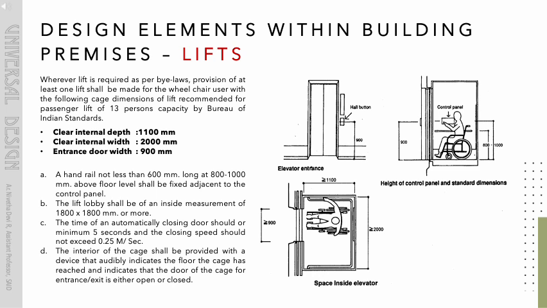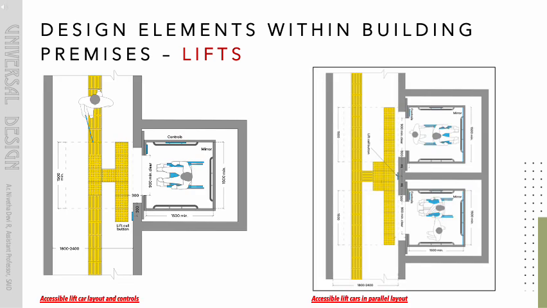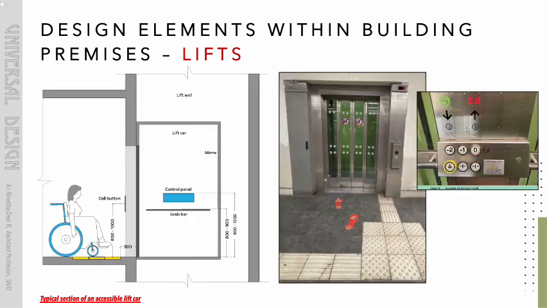The time of an automatically closing door should be a minimum of 5 seconds and the closing speed should not exceed 0.25 m/sec. The interior of the cage shall be provided with a device that audibly indicates the floor the cage has reached and indicates that the door of the cage for entrance/exit is either open or closed. Clear internal depth, 1100 mm, clear internal width, 2000 mm, entrance door width, 900 mm. Accessible lift car layout and controls for wheelchair users. Typical section of an accessible lift car and controls standard design.